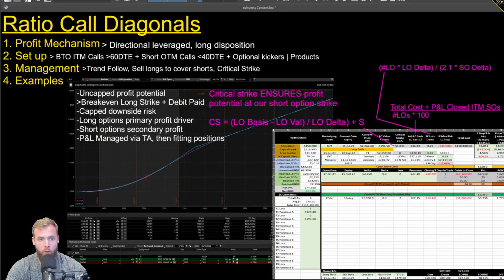So the whole idea behind the short call lots is just to make sure that you're not selling too many, so that you're not creating upside risk. And again, your platform can also tell you this.